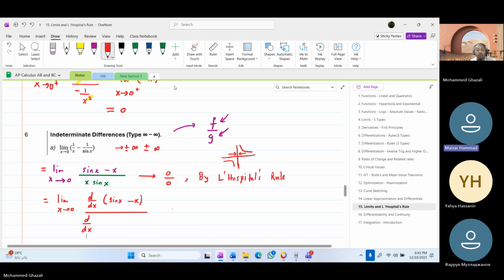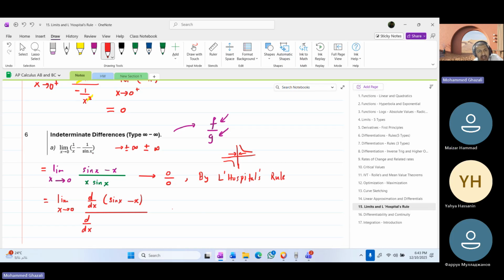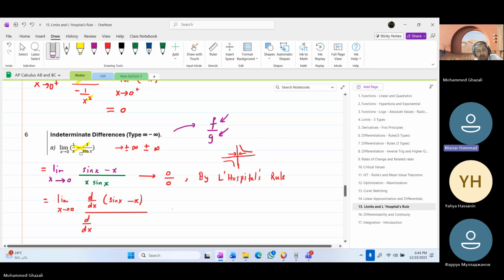Mister, you know what we could have done? Where did you get sine x minus x? LCD, cross multiply. Sine x minus x. How do you do half minus quarter? Mister, you can't cross multiply if they don't equal each other. The sign here is negative. How did you cross multiply if it's negative?